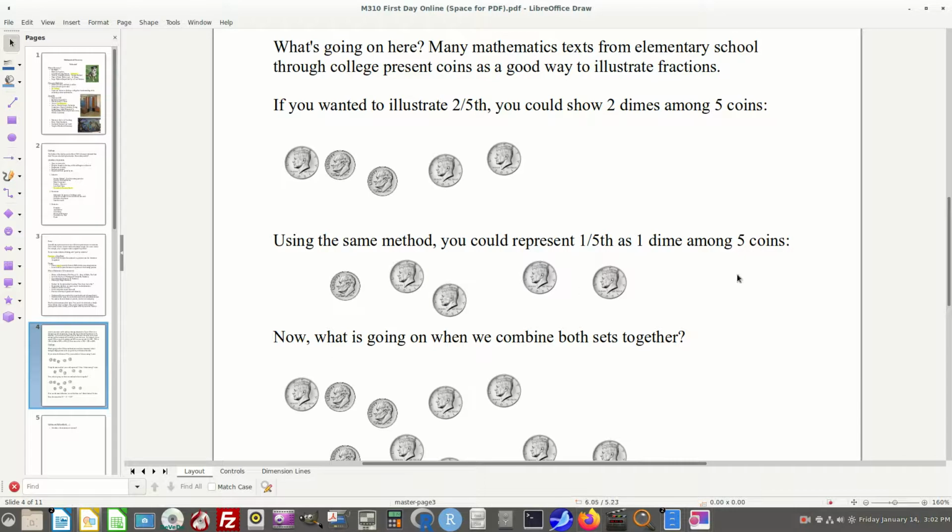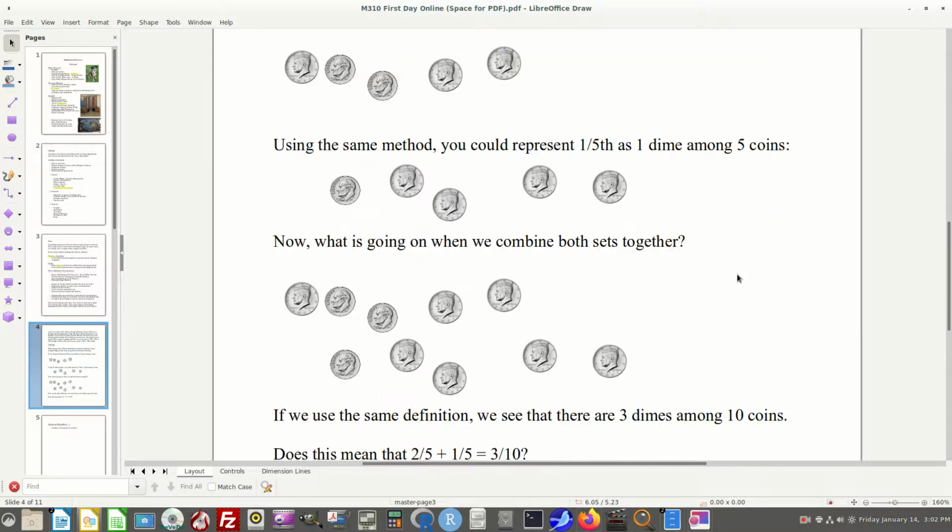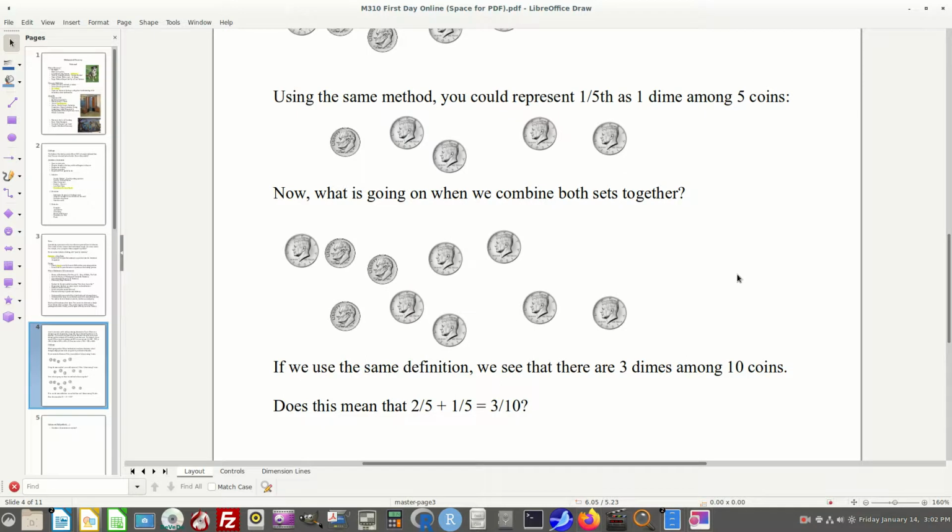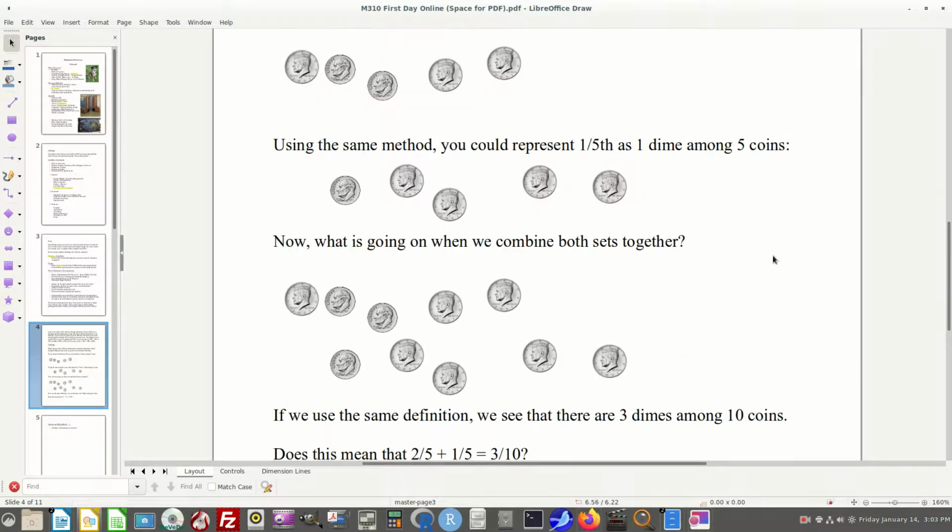Now that may seem perfectly reasonable. It certainly seems perfectly reasonable to the authors of the textbooks that I'm referring to. But we're now going to see that something very strange is happening. What is going on when we combine both sets together? Now that should be a good model of addition. Take one pile of coins and mix them with the other pile of coins, and let's convince ourselves that we really do have the same set of coins.